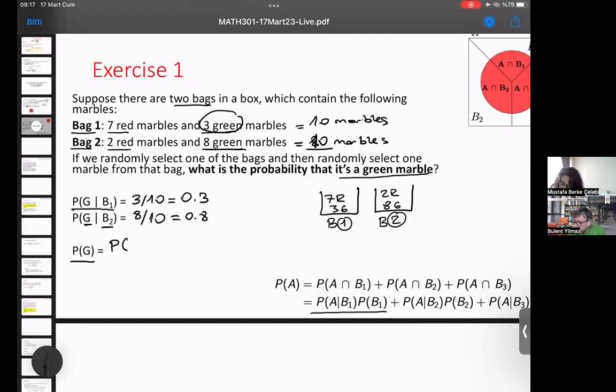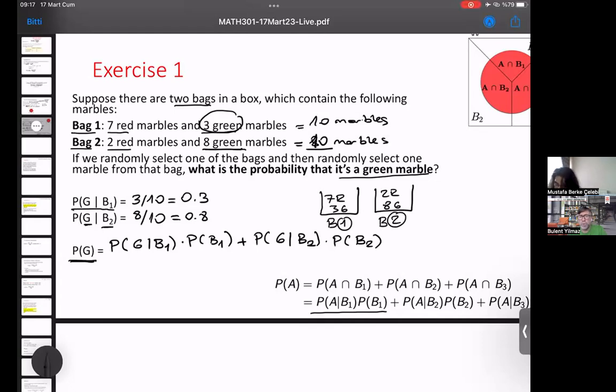Probability of green when I know that it's coming from the first bag and then the probability of the first bag, plus probability of green when I know that it is coming from the second bag, and I will write the probability of the second bag. Is that clear, guys, how I write this? Because we are going to use this in the next part of the class. It's about Bayes' theorem, and we are going to use this for finding the total probability. Is that clear? Any questions here at this point?